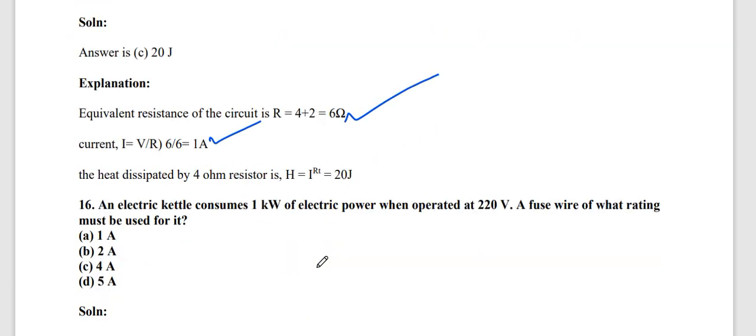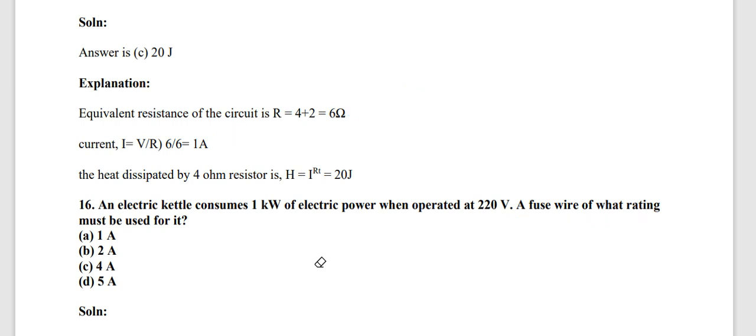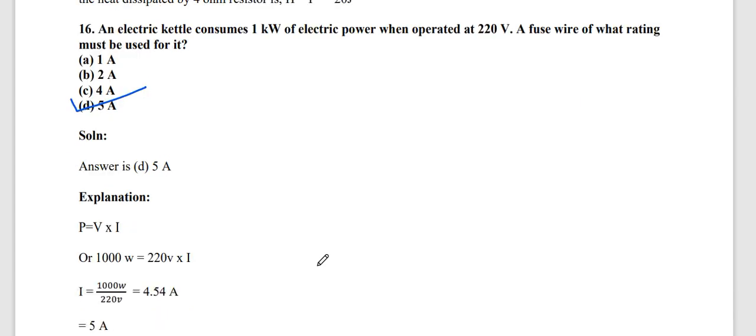The next question 16. An electric kettle consumes 1 kilowatt of electric power when operated at 220 volt. A fuse wire of what rating must be used for it? Here it is asking about the fuse wire, right? 1 ampere we can use, 2 ampere, 4 ampere, 5 ampere. So let's see. Concept is very important, my dear learners. Then you are able to do such type of question. We go through option D, 5 ampere. How will it be taken? So go through the explanation.